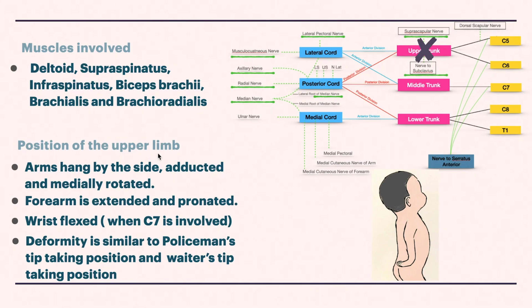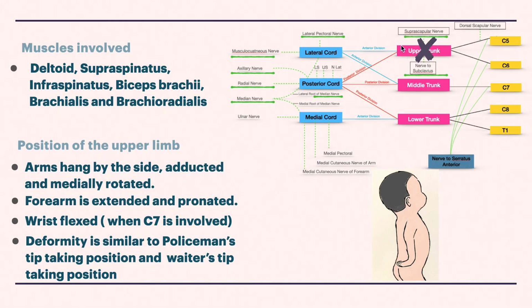The position of the upper limb. The arms hang by the side, they are adducted. Now the arms are adducted because of the paralysis of the deltoid, which are responsible for the abduction of the arm, and they are supplied by the axillary nerve, which is affected here. Then they are also medially rotated. Now medially rotated because of the involvement of the supraspinatus muscle and the infraspinatus muscle, which are supplied by suprascapular nerve here.